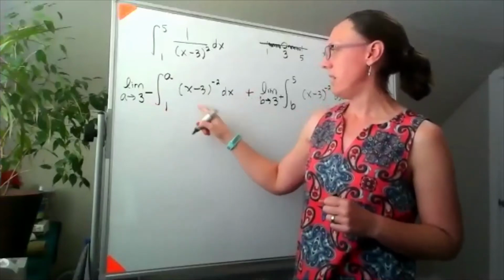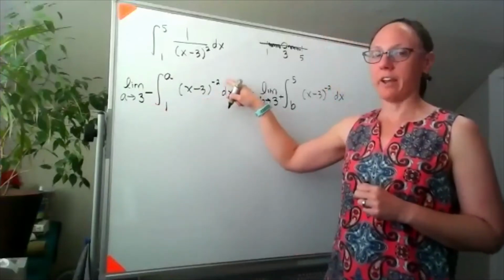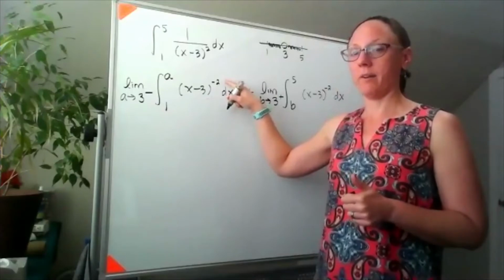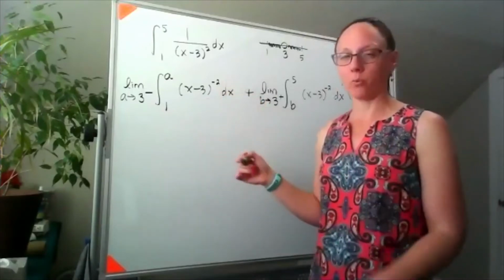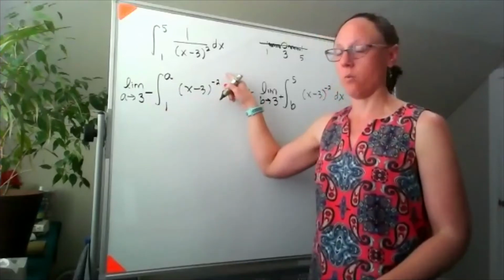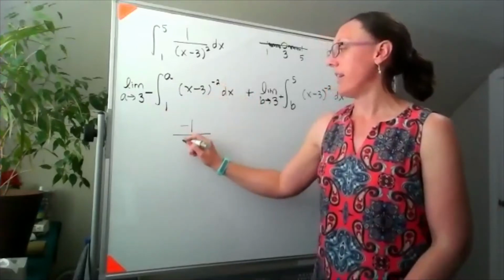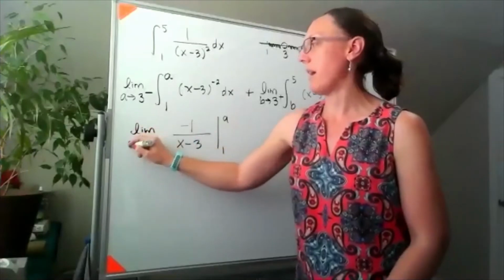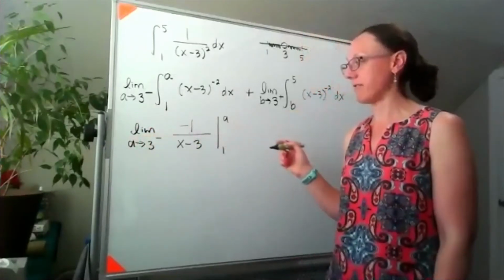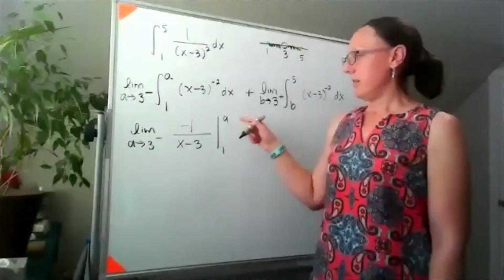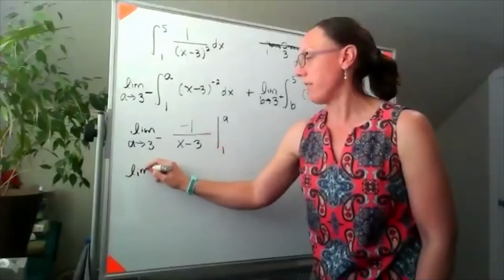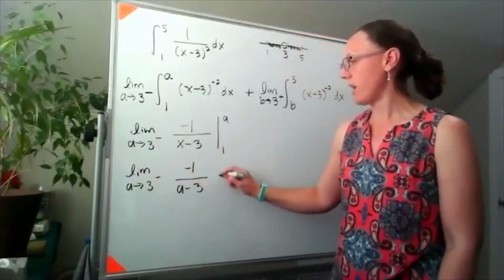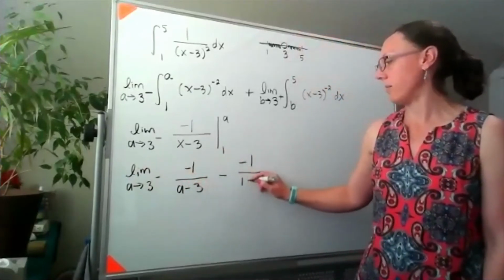Here, if I integrate this, I've got (x minus 3) to the negative 2, which means when I integrate that, my new exponent is going to be negative 1, and then I divide by the new exponent. I'm going to go ahead and rewrite that. Instead of (x minus 3) to the negative 1, I'll write that as negative 1 over (x minus 3) from 1 to a, and I'm taking the limit as a approaches 3 from the left. We're going to plug in our bounds so that we can evaluate the limit. Got negative 1 over (a minus 3) minus negative 1 over (1 minus 3).